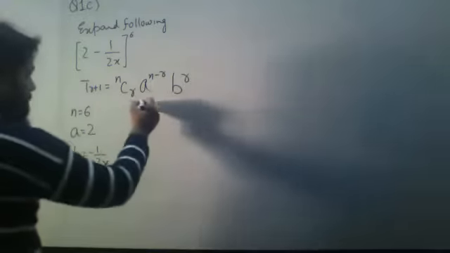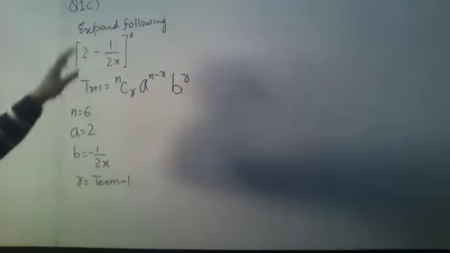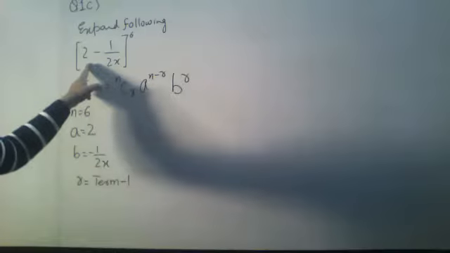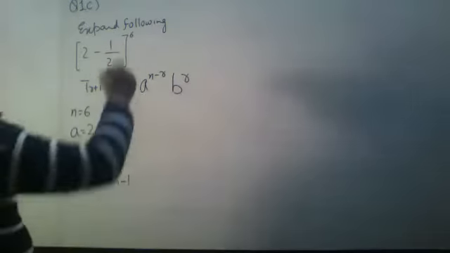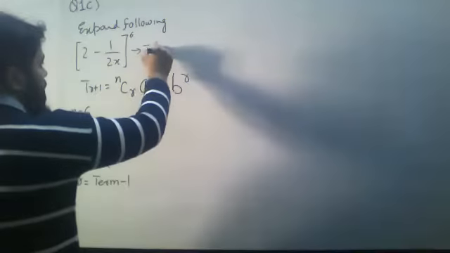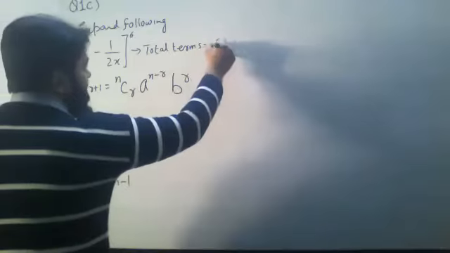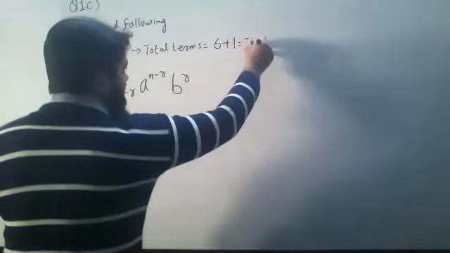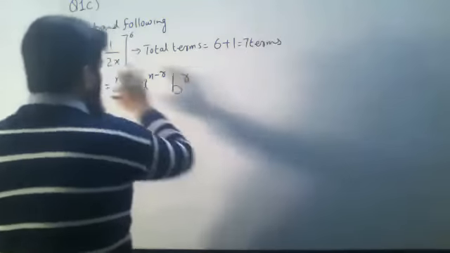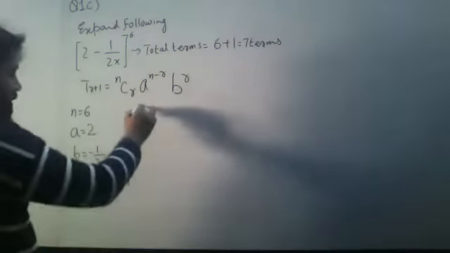Now they are saying that we have to expand it, and previously I told you that when we are expanding, the whole power is 6. So the total number of terms will be 6 plus 1. It means I am going to get 7 terms from this expansion. These are the starting points.